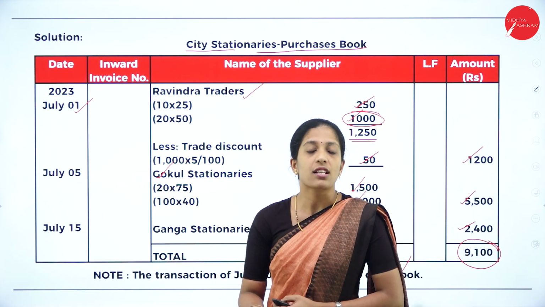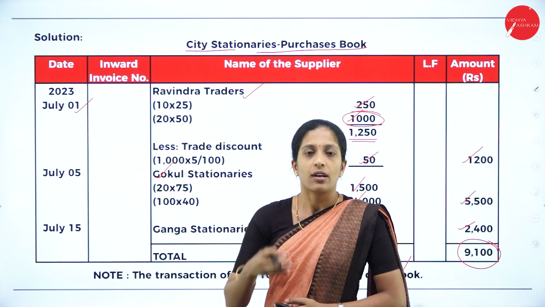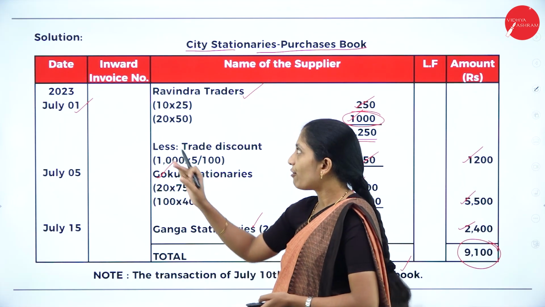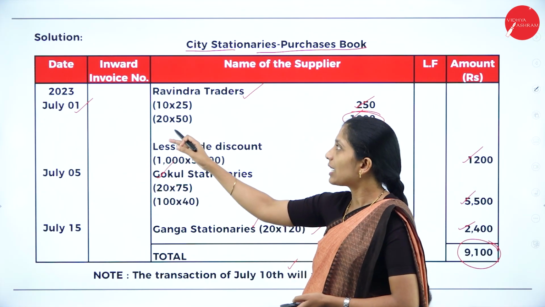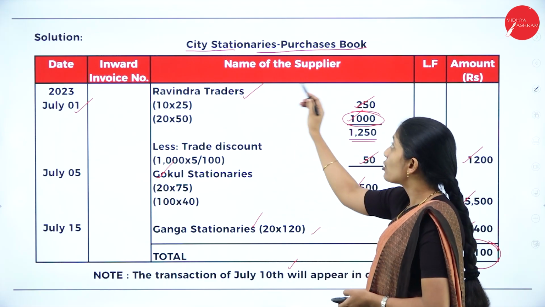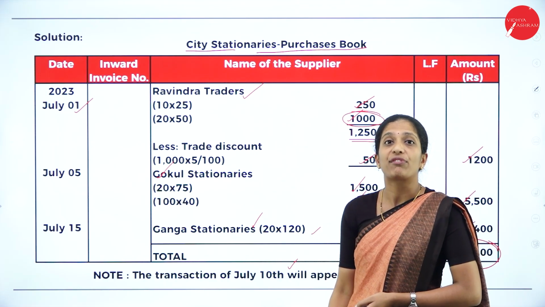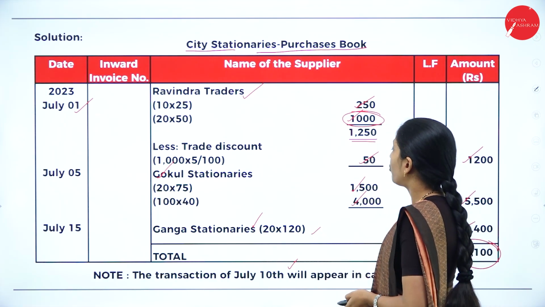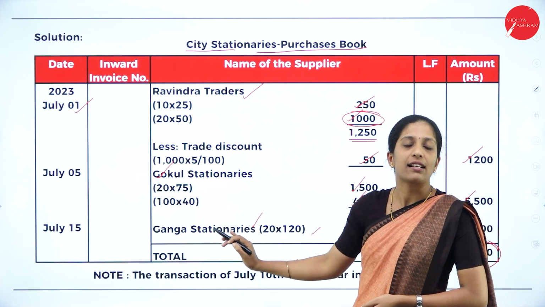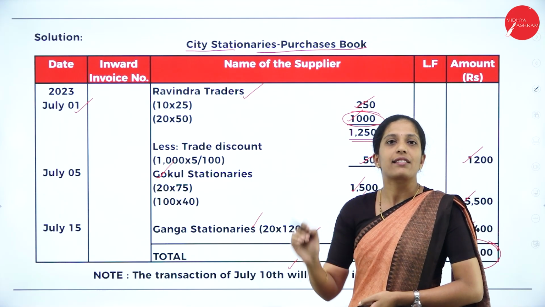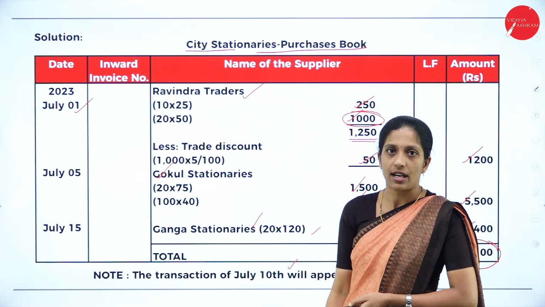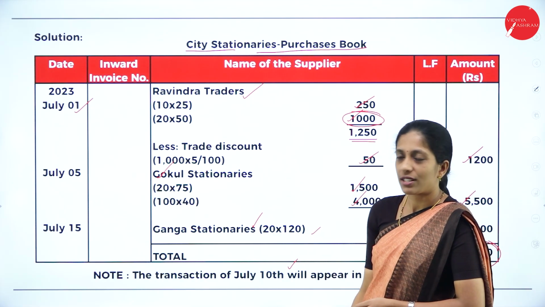They might ask a question on the sales book also. It is one and the same, but your format will be different. Date, here it will be outward invoice number. Instead of name of the supplier, it will be name of the customer. Then ledger folio and amount. All the calculations will be the same. Wherever there is trade discount, you have to deduct the trade discount. Hope you are clear about this problem.